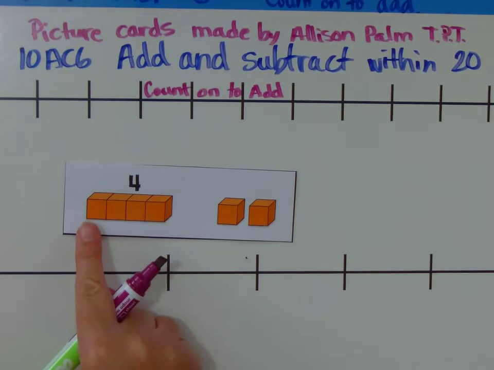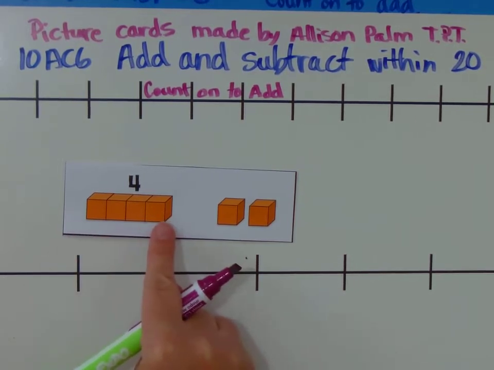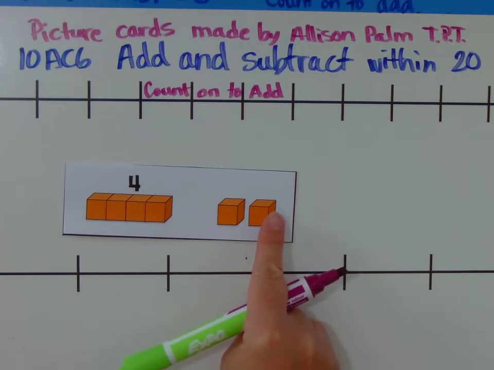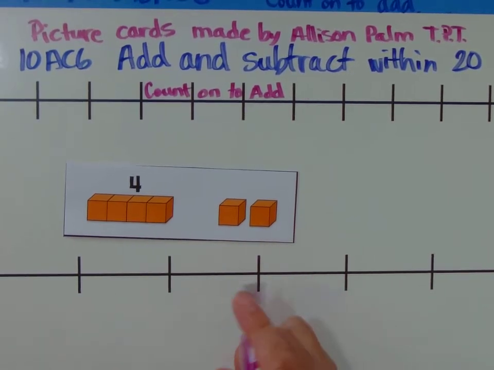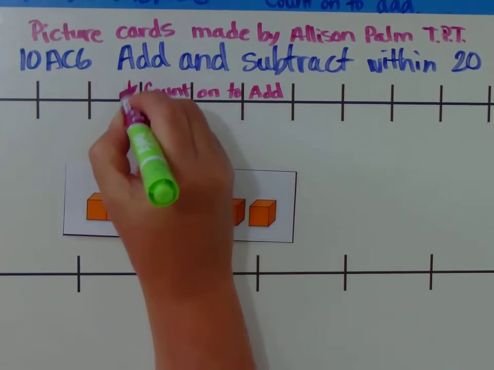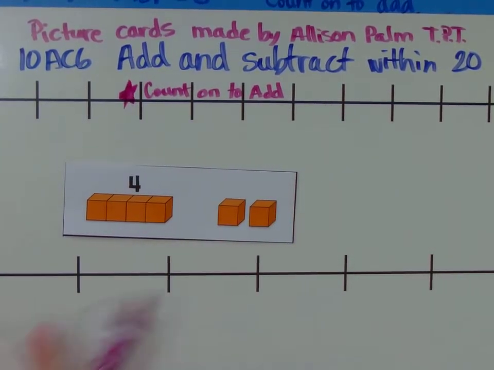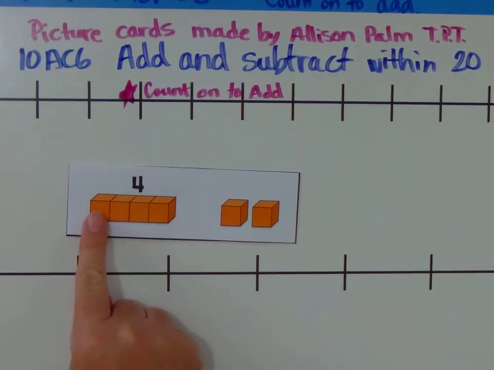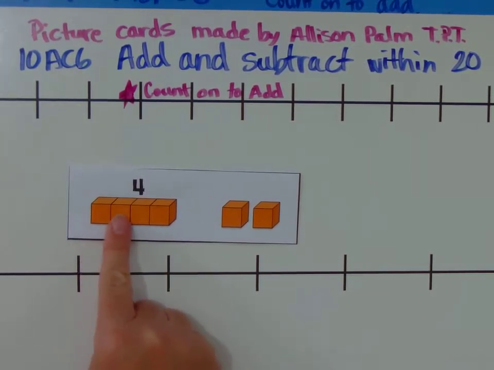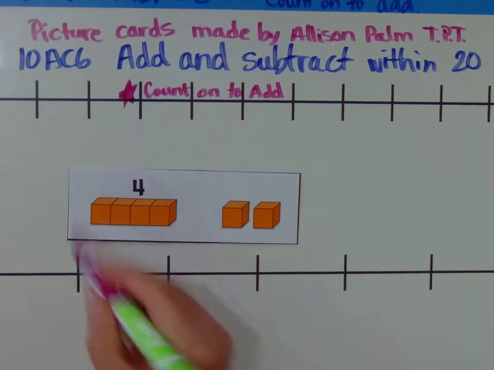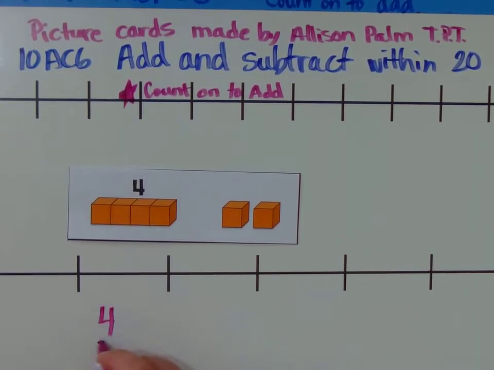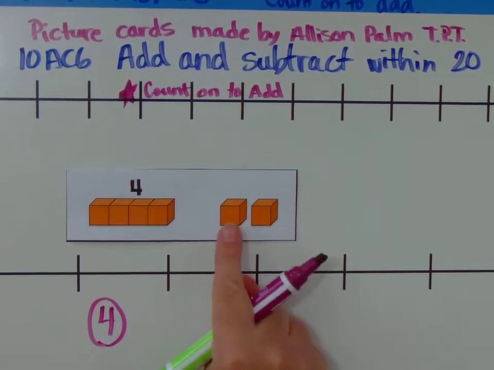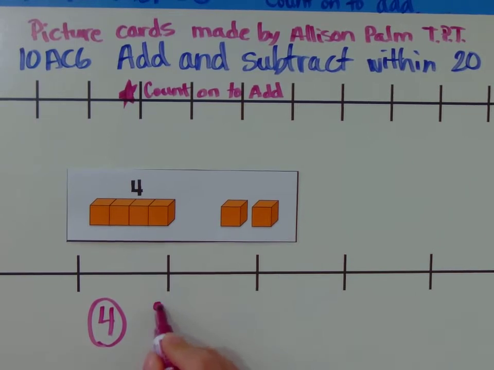So here we have 4 blocks that are connected together, and we have more over here on the side. So what we are going to use is this strategy right here, counting on to add. We see that we have 4. We don't have to count from the beginning and say 1, 2, 3, 4. We can start with 4 and then we see that we have 1, 2 more.